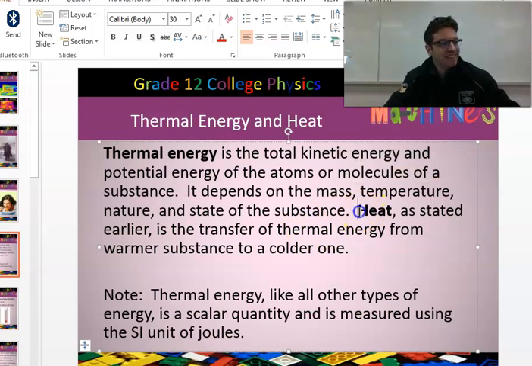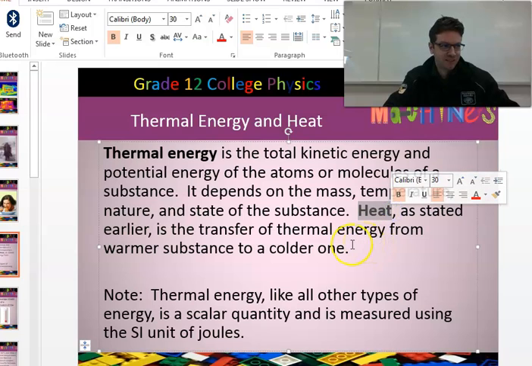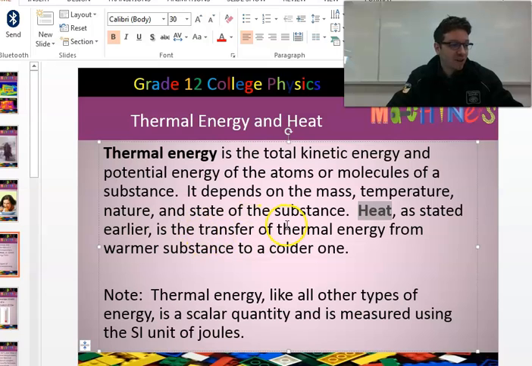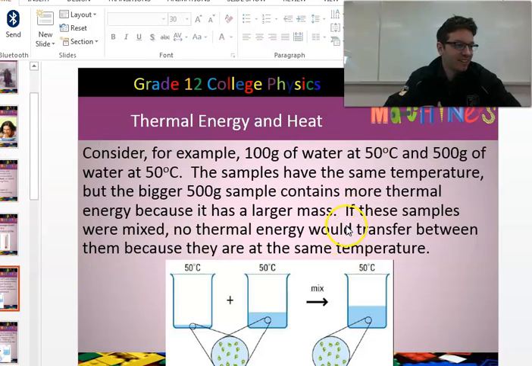Okay. So what then is heat? Heat is the transfer of thermal energy from warmer substances to a colder one. Right? So we usually think of heat as temperature, but it's not. We also usually think of heat as a noun, but it's not. It's more of a verb, right? Talking about thermal energy moving from one object to another. And it would go from warmer to colder. Right? Thermal energy likes to spread out. Right? Just pause there. All right, so let's look at an example.